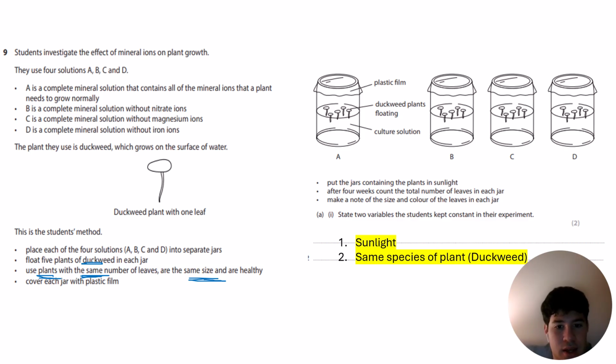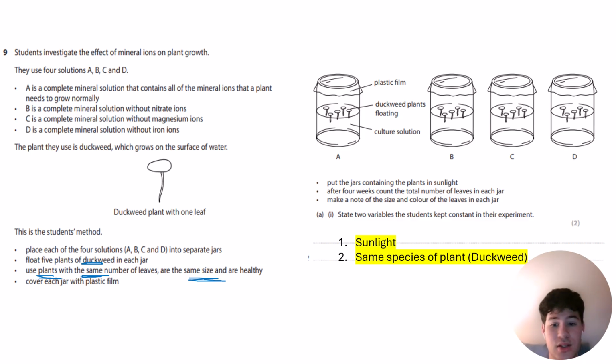Put the jars containing the plants in sunlight. Why is it in sunlight? For photosynthesis. After 4 weeks, count the total number of leaves in each jar. Make a note of the size and color of the leaves in each jar. State 2 variables the student kept constant in this experiment.